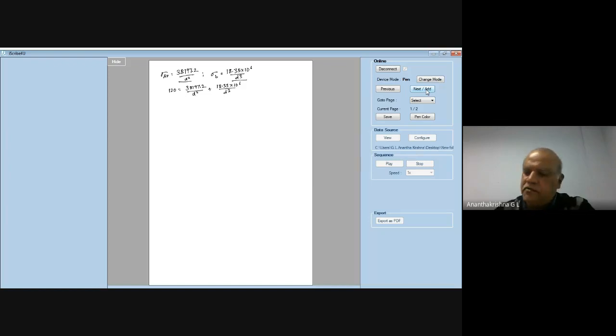If I simplify, what I am going to get is 120 d cube minus 38197.2 d plus 18.33 into 10 power 6 is equal to 0. Anybody not get it? Tarun, is this equation correct? You can further simplify by dividing throughout by 120. So d is equal to 55.16 is what I have got. A slight variation can be there. So 56 mm is the answer.